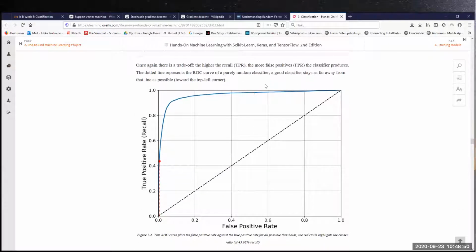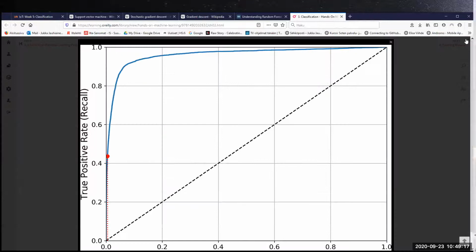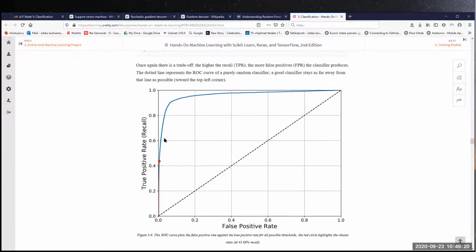So it looks like this. So this blue curve, the classification is better the higher it goes. The closer this blue curve is to this upper left corner, the better classifier we have. So in the ideal case, it goes just here and then it goes very close to this upper limit.